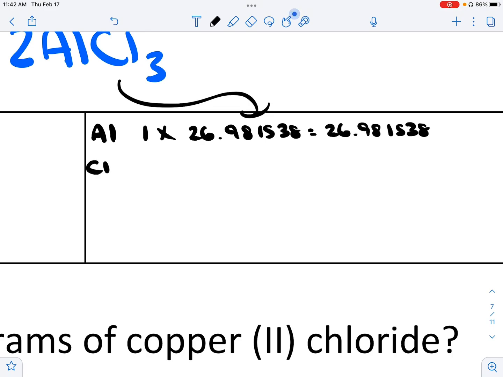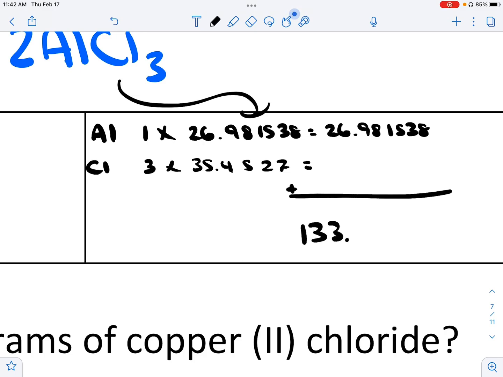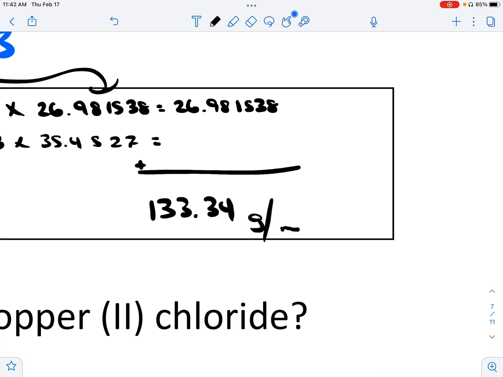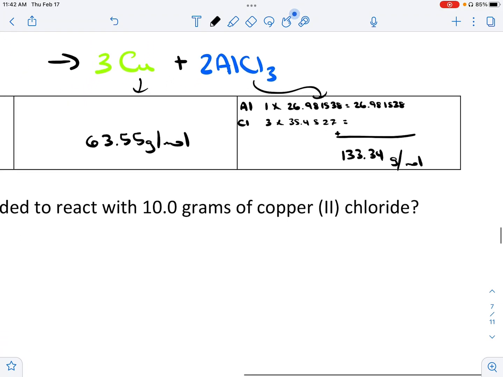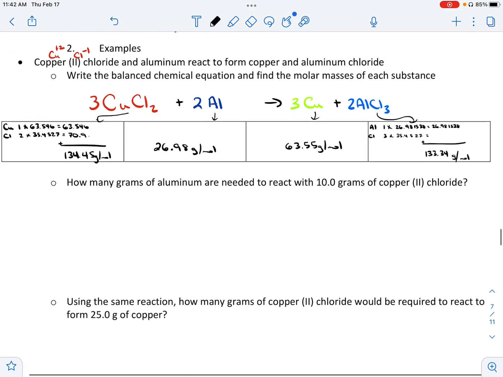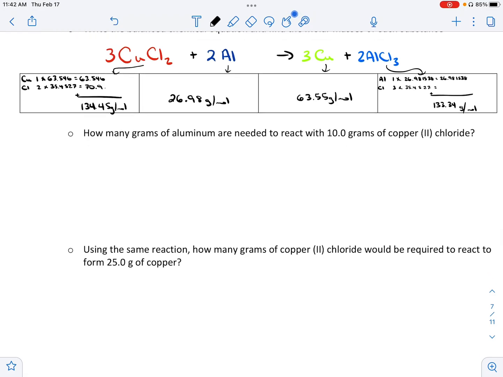All right, we have Cl, we have 3 times 35.4527. Calculate that, add that up, and we're going to get for aluminum chloride 133.34, and that's grams per mole. All right. So there we have our molar masses. So now we're ready to start our problem.